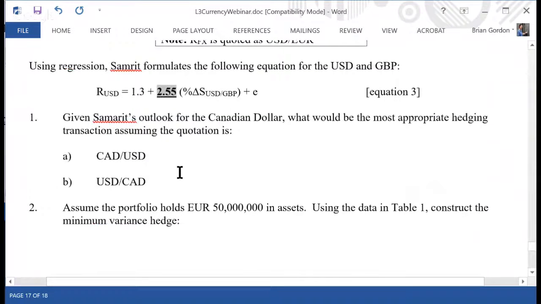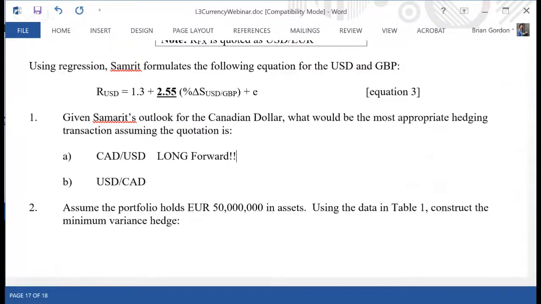So question 1 says, given a Samarat outlook for the Canadian dollar, which remember was negative, what would be the most appropriate hedging transaction, assuming the quotation is CAD per US dollar and US per Canadian? So I just did this for tutorial purposes. What would we be doing here? Well, if it's CAD per US, remember what I want to do is go long. I want to go long a forward. This would buy the US and sell Canadian. So I would say long a forward.